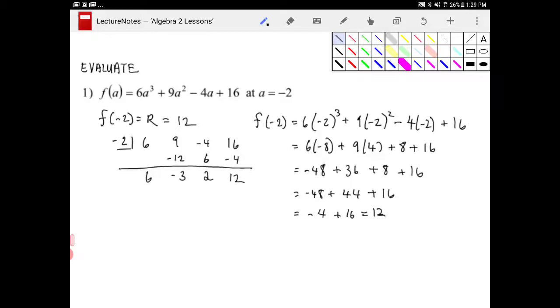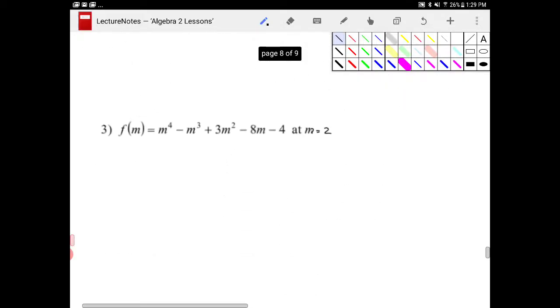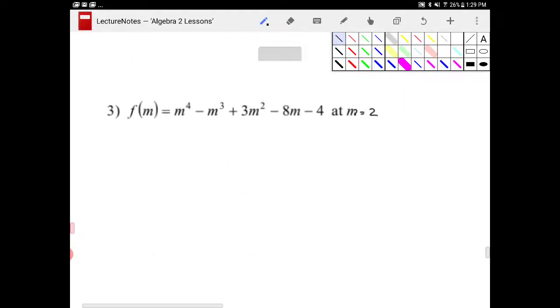So I don't know which one's easier. You be the judge, right? So sometimes synthetic substitution can be a little easier. Let's take a look at another one. All right, m is equal to 2. So again, I can go through just directly substituting, or I can apply synthetic substitution.